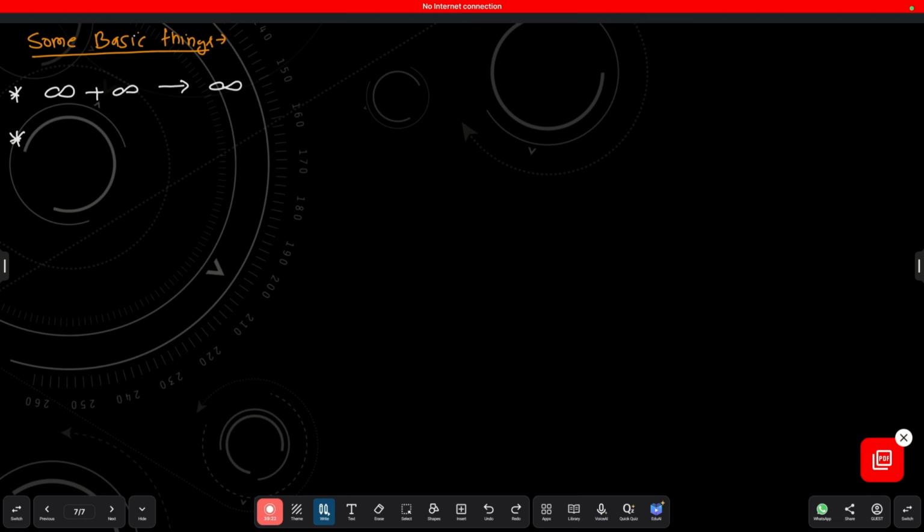Second one is a upon 0. Anything upon 0 is infinity, but a should be finite, where a is finite. Anything upon 0 comes infinity.